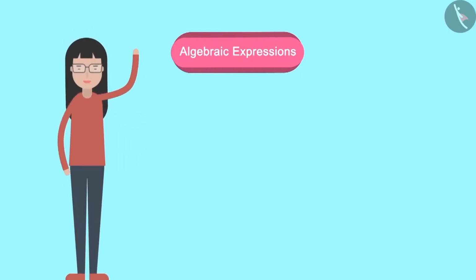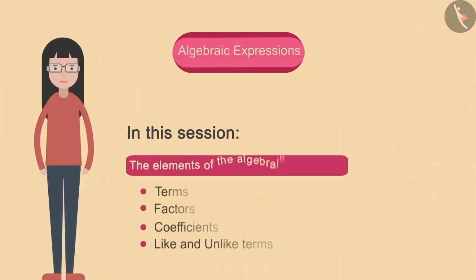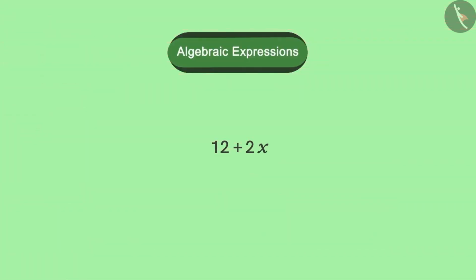In the last session, we learnt about algebraic expressions. Friends, in this session, we will learn some elements of algebraic expressions. They are terms, factors, coefficients, like and unlike terms. Take a look at the given expression. We can see here that the expression has two parts. Here, 2x is the product of 2 and x, and then 12 is added to it.